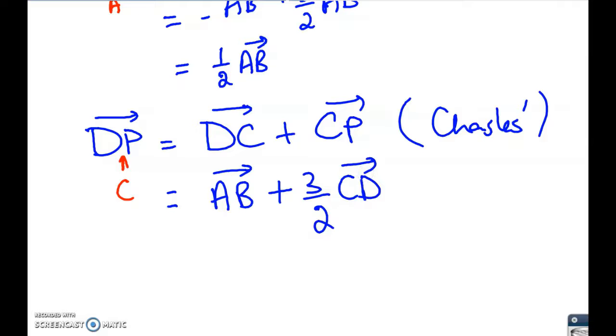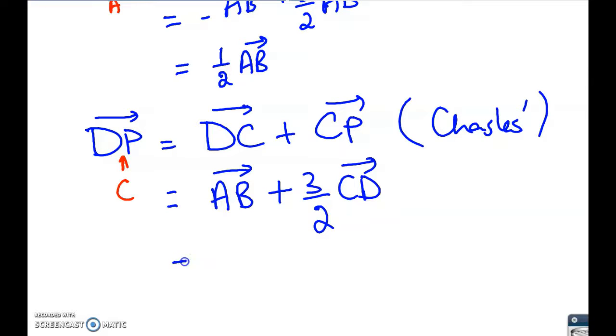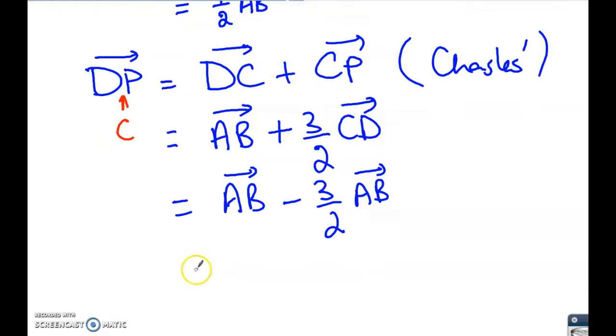And we've just seen from the figure that CD is equal to BA vector, which is at the same time minus AB. So I'll write it directly as minus AB. So minus 3 over 2 AB, since CD is equal to minus AB. And we simplify. So we get AB minus 3 over 2 AB. So 1 minus 3 over 2 is minus half. So it's minus half AB.